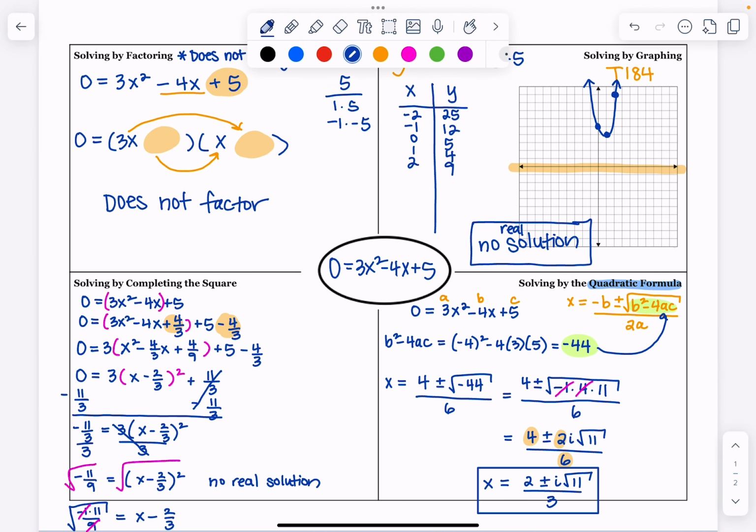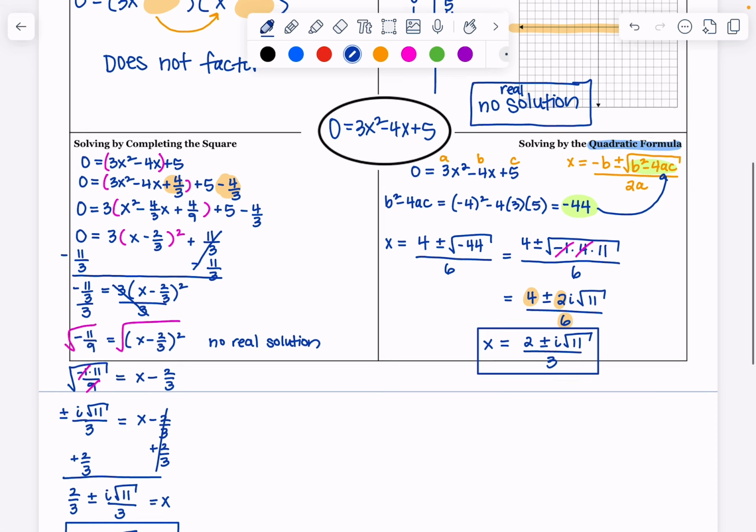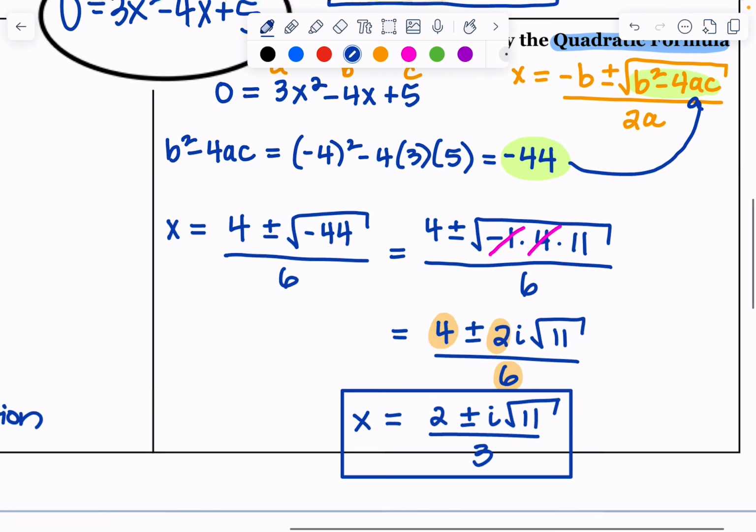So for this equation, we could not factor. We graphed, but it wasn't super helpful. If we were in algebra 1, it was more than fine. But then by completing the square and by doing the quadratic formula, we were able to solve the equation. I did want to say if you were in algebra 1 and you saw this immediately, you could stop and say no real solution because we have a negative going underneath a square root.